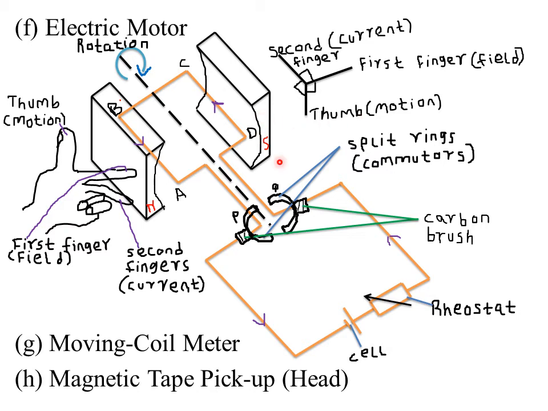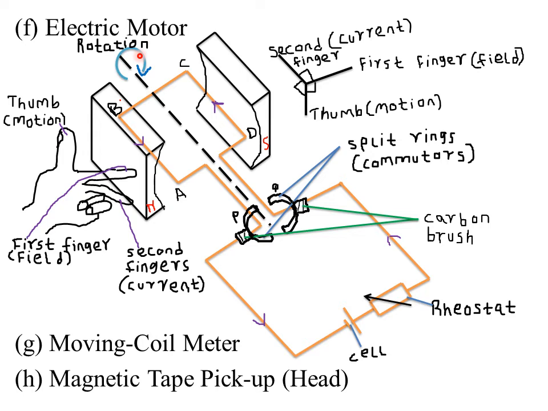So you are seeing that when the current passes through, side AB will move upwards, while side DC or CD will move downwards. Now, that gives you a clue that the coil will be rotating. If DC moves downwards and AB moves upwards, the coil will rotate in this direction. The coil will rotate in the clockwise direction.